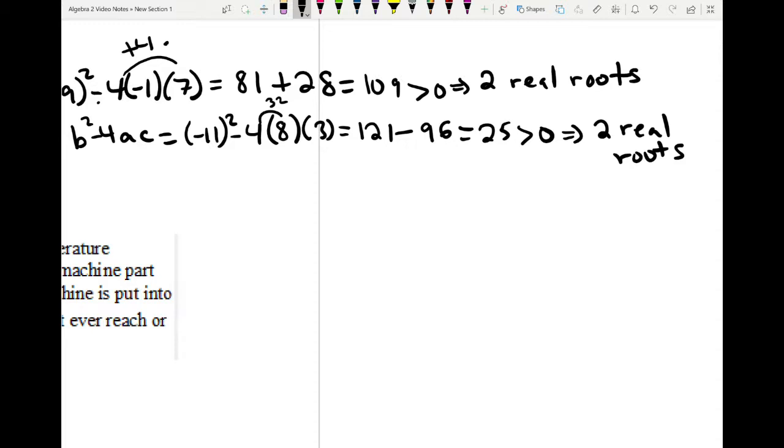If it was equal to 0 here, then you would have 1 real root. If it was less than 0, you would have 0 real roots, or 2 complex roots.